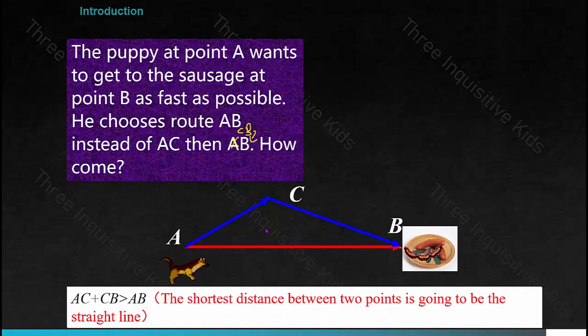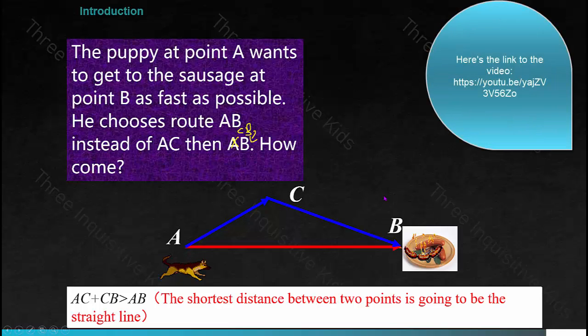Well, because AC plus CB is greater than AB, the shortest distance between 2 points is going to be the straight line. We learned about this last year, more than once actually, so I expect you know that. If not, you would probably want to go back, and I'll put the link in the description below.